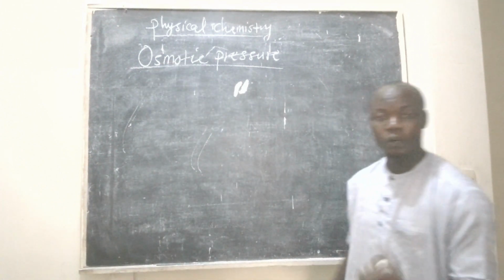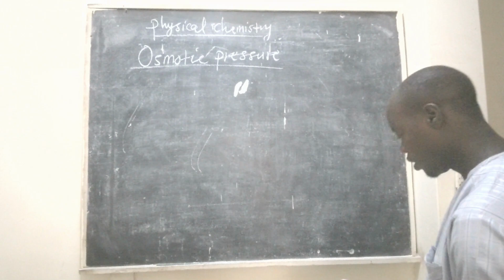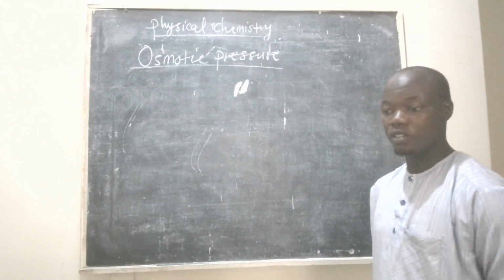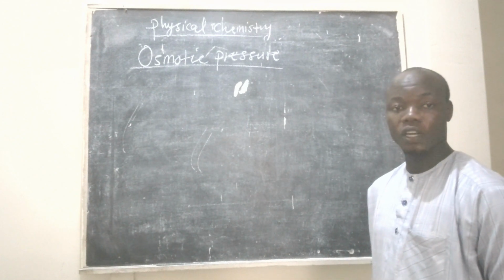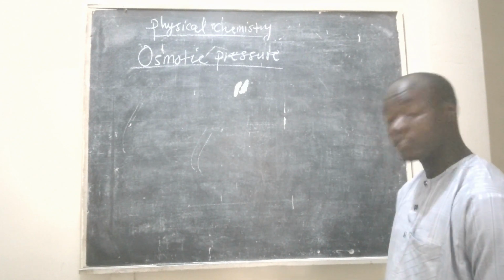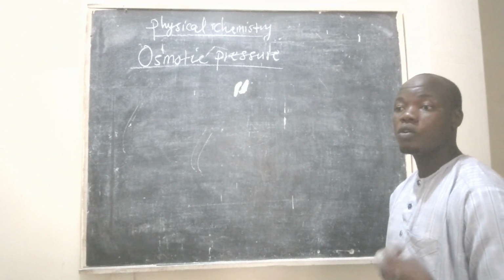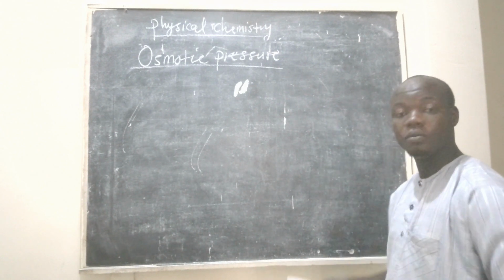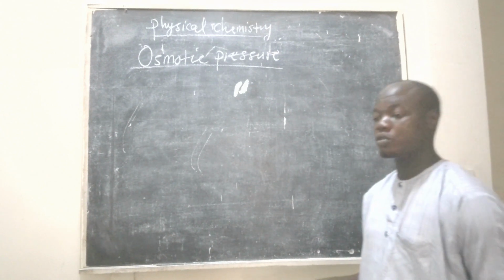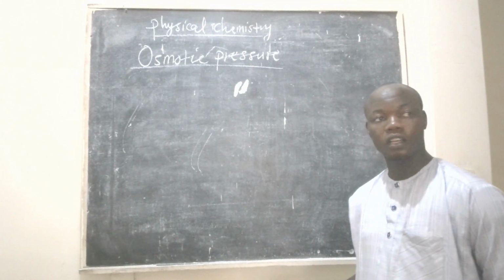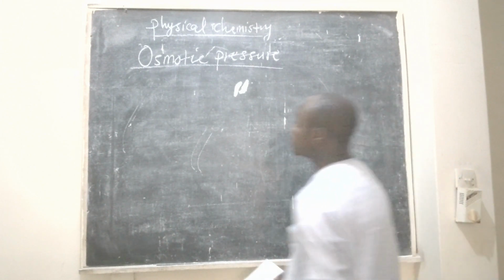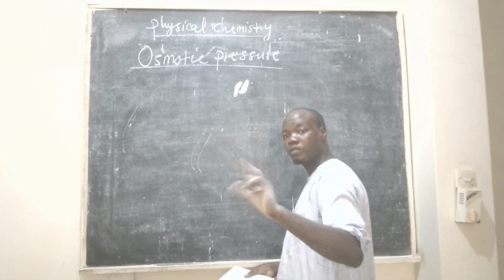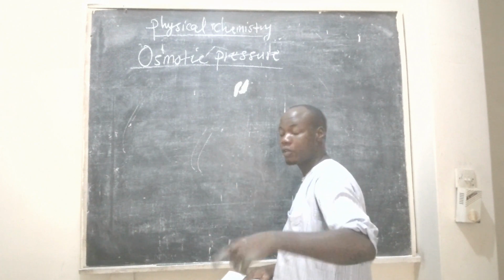So the next colligative property that we are going to look at is osmotic pressure. Osmotic pressure is also another type of colligative property: whenever you increase the concentration of the solute particles, the osmotic pressure increases. So there's a direct relationship between osmotic pressure and the number of solute particles. As you increase the number of solute particles in a solvent, the osmotic pressure also increases.